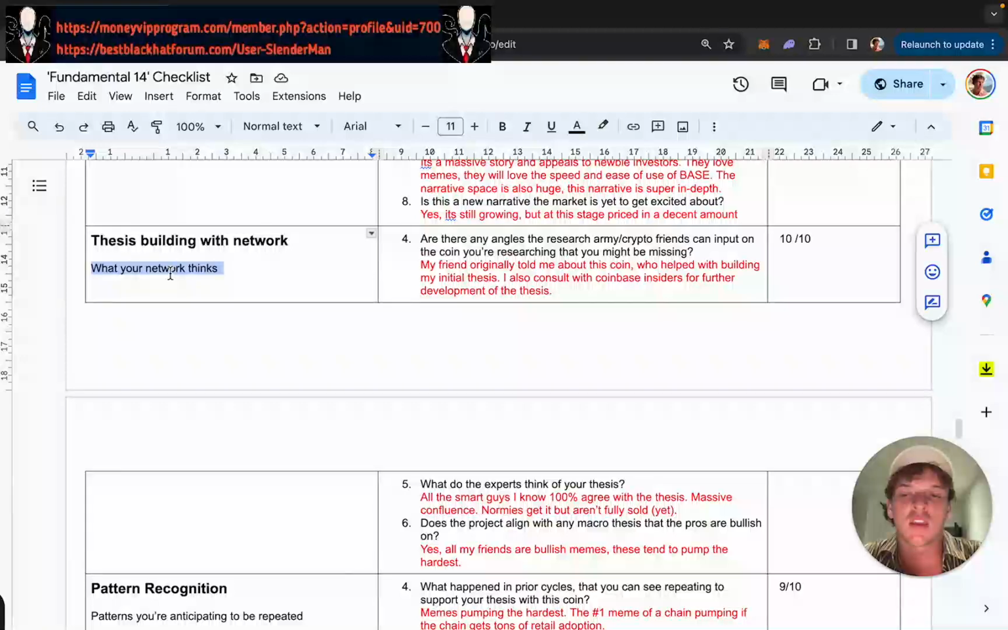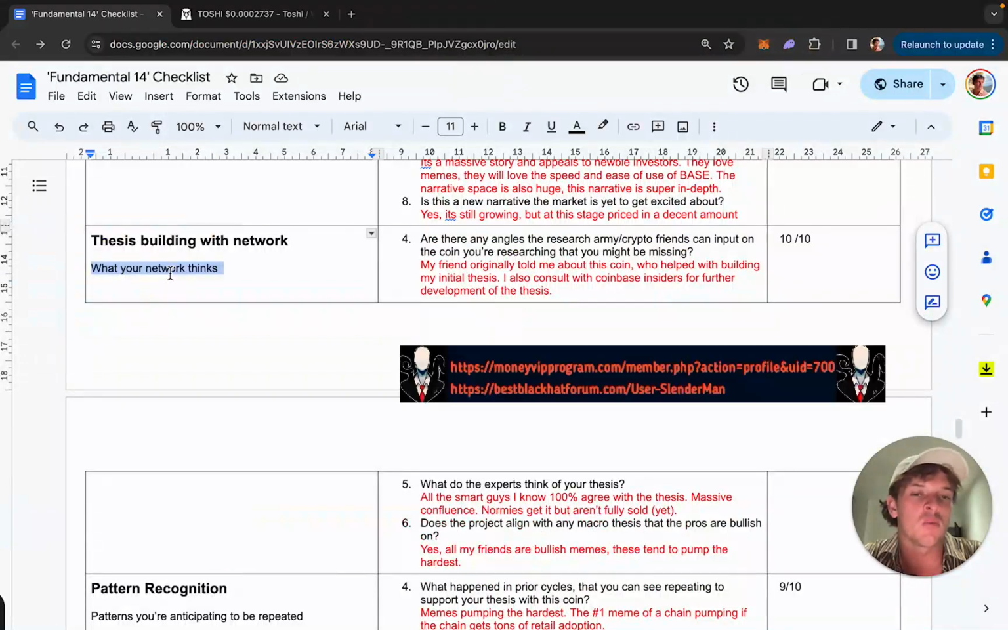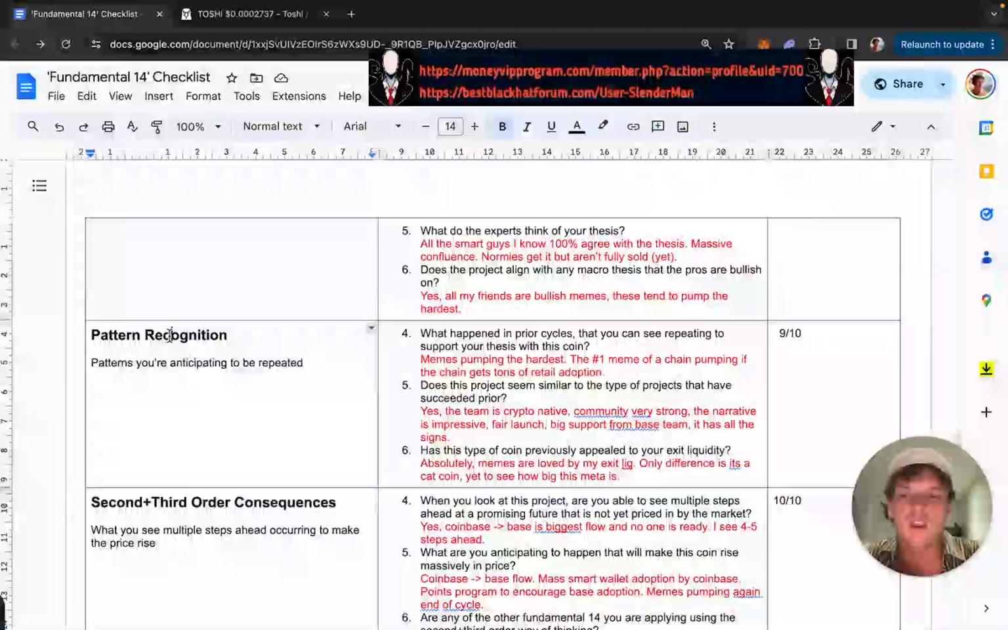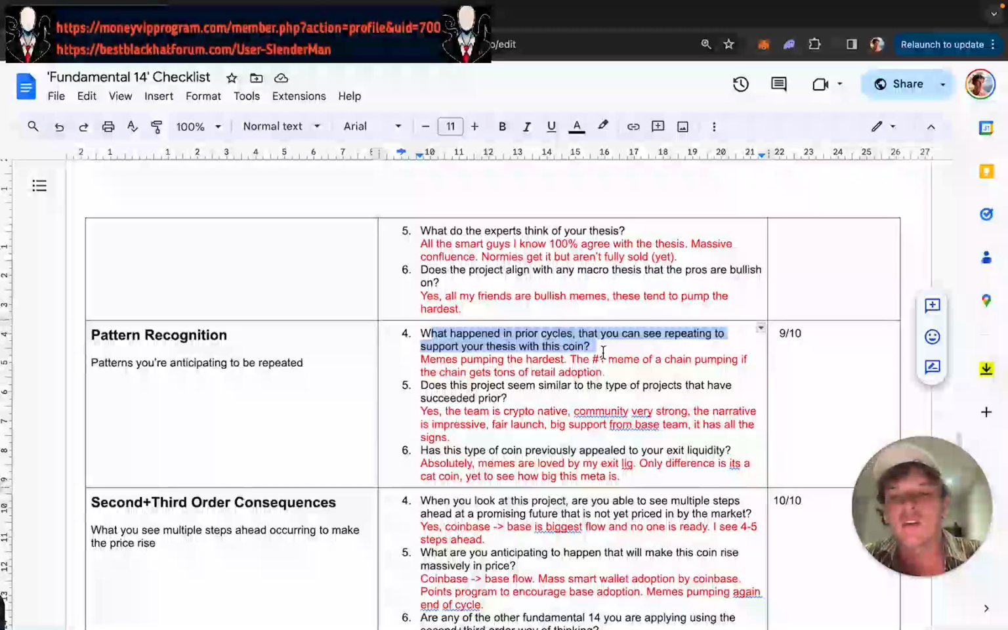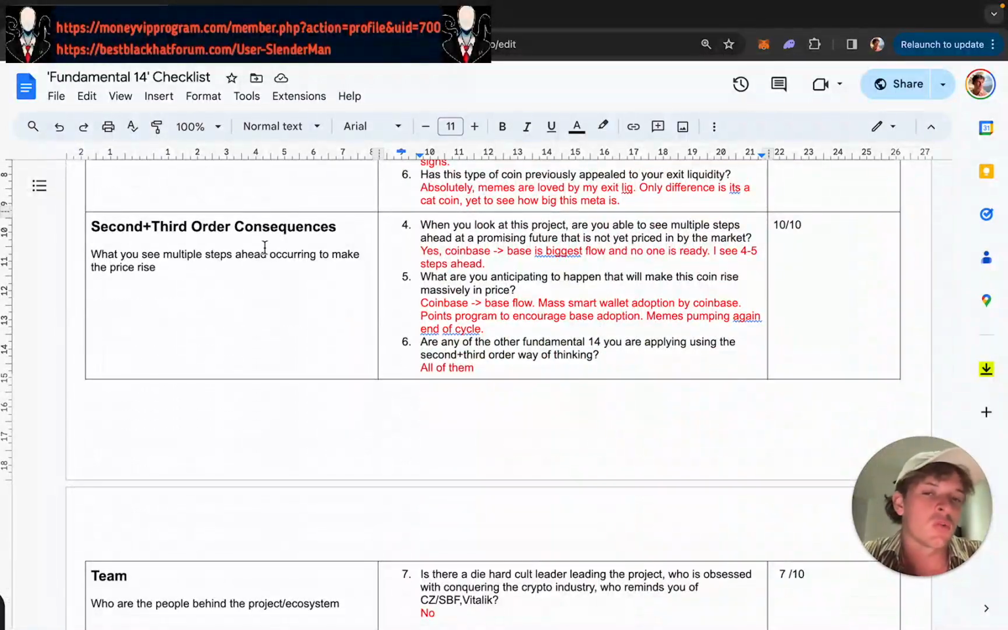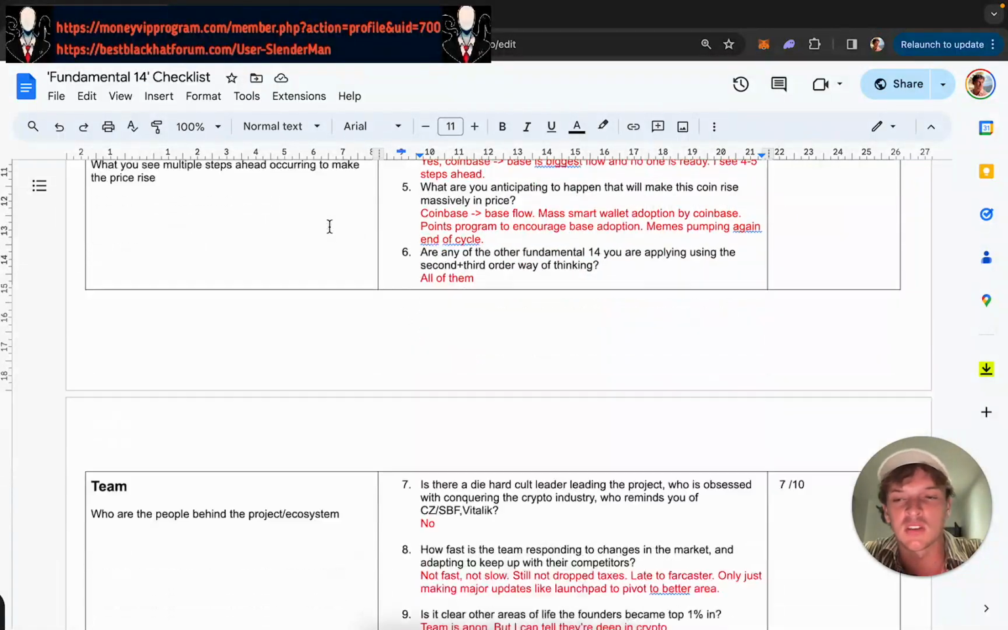Thesis building, it's like, have you run it by your network? What do they think? What do normies think? Pattern recognition, it's just questions about what patterns you're recognizing. Has a similar coin gone up like this in the past? What's the pattern you're recognizing? Second and third order consequences, pretty straightforward. It's just like, what are you seeing multiple steps ahead on the chessboard? How many steps ahead are you thinking? Are you just looking at what's available today in terms of information, or are you trying to predict something, and that's where the money is?